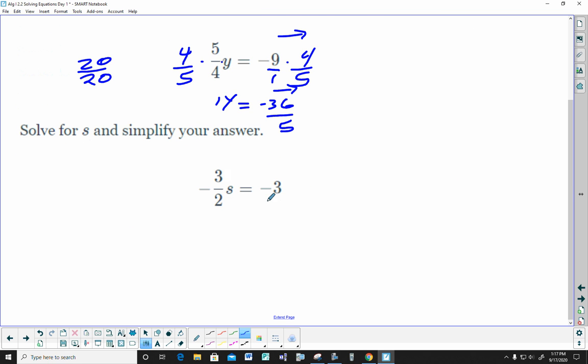Let's try this one. You're multiplying by this, so multiply by its reciprocal, times -2 over 3. This becomes positive on this side, and you have 6 over 6, which is worth 1, equals, this is over 1, the two negatives become positive, and this 3 cancels out to leave you 2.